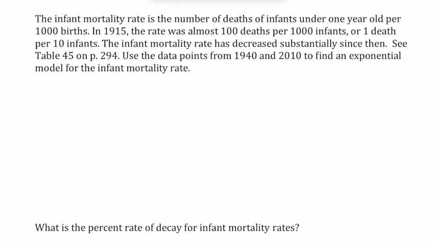Our next example involves infant mortality rate. The infant mortality rate is the number of deaths of infants under 1 year old per 1,000 births. In 1915, the rate was almost 100 deaths per 1,000 infants, or 1 death per 10 infants. The infant mortality rate has decreased substantially since then. See Table 45 on page 294 of our textbook, where it lists the infant mortality rate for various years.